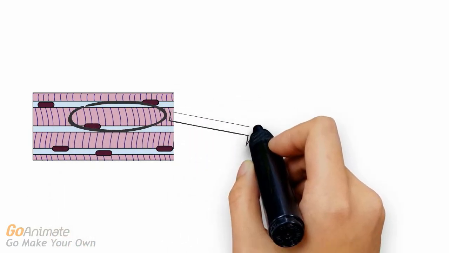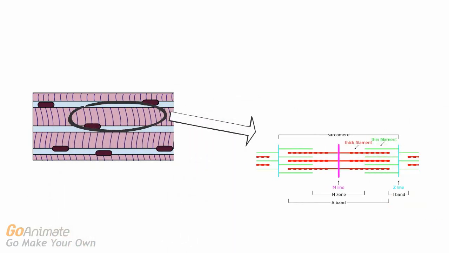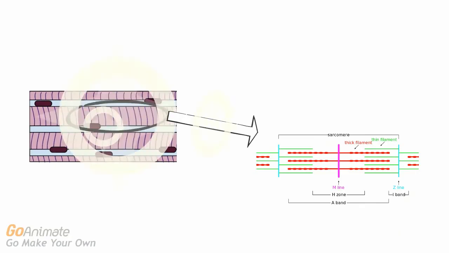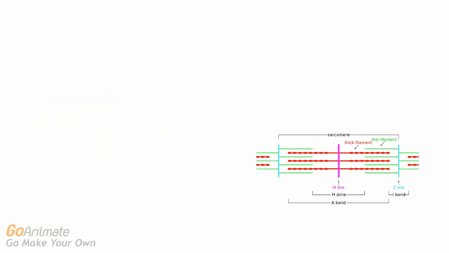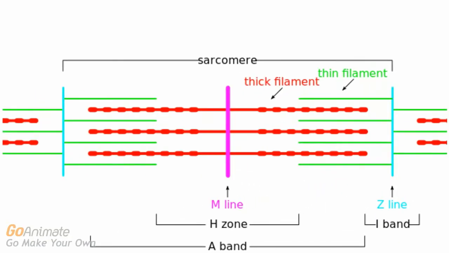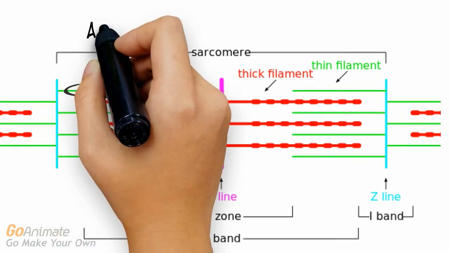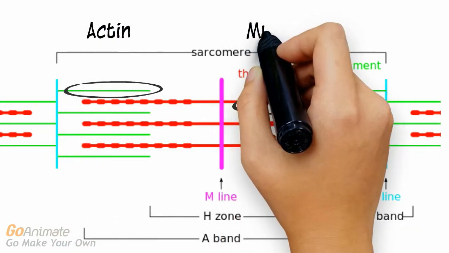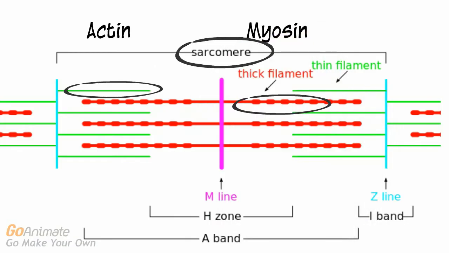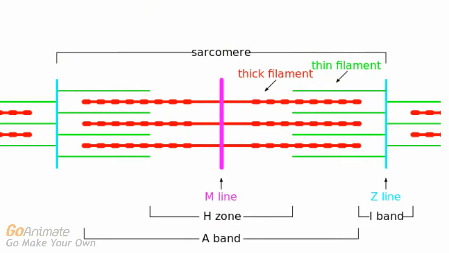Muscle contains contractile units. These contractile units contain the protein filaments actin and myosin. The units are called sarcomeres. Let's take a closer look at these filaments.